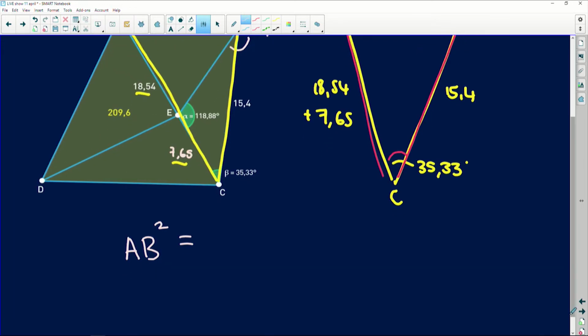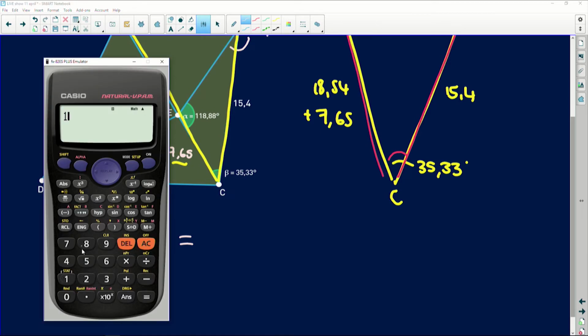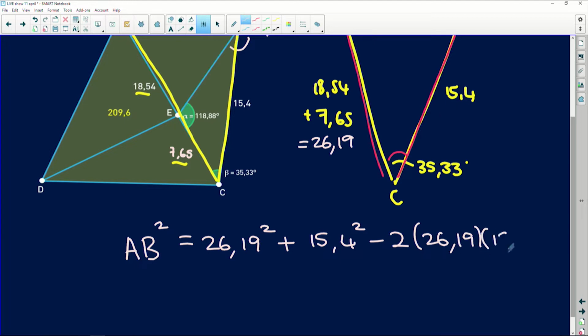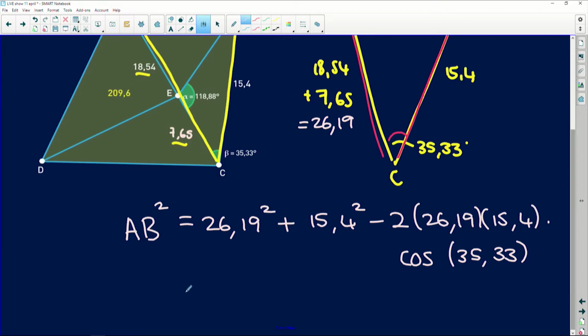Let me work that out so I don't have to keep typing it out. We had 18,54 plus 7,65 gives us 26,19. So that's that whole side there. So we get 26,19 squared plus 15,4 squared minus twice the product of those two numbers, 15,4, multiplied by cos of the included angle, which is 35,33 degrees. Okay, so now guys, simple substitution into our calculator.